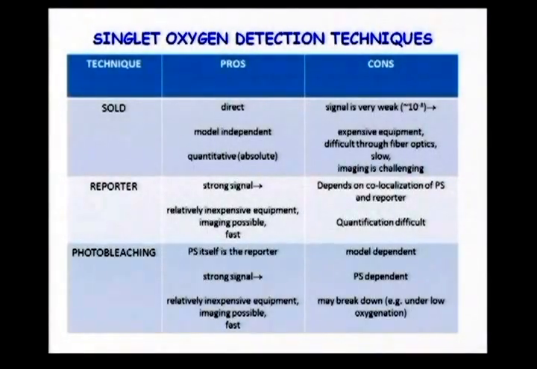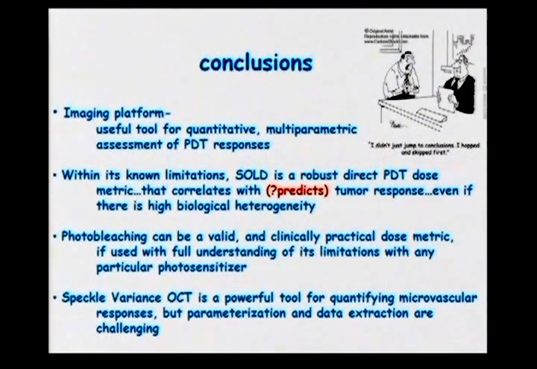Coming to the summary, the singlet oxygen is direct, is independent of model, and you can make it absolute and quantitative. The signal is very weak, it requires expensive equipment. It has been difficult through fiber optics, is slow, and imaging is challenging. So the conclusions are: singlet oxygen measurement is a useful tool for quantitative assessment of PDT response. Within its known limitations, it is a robust direct PDT dose metric.